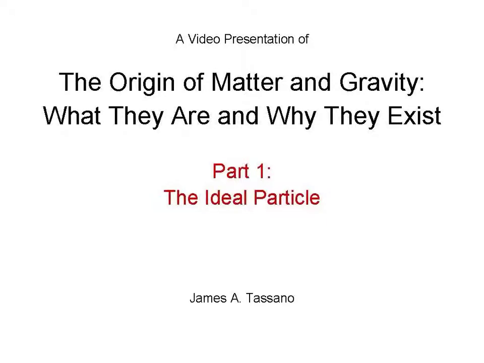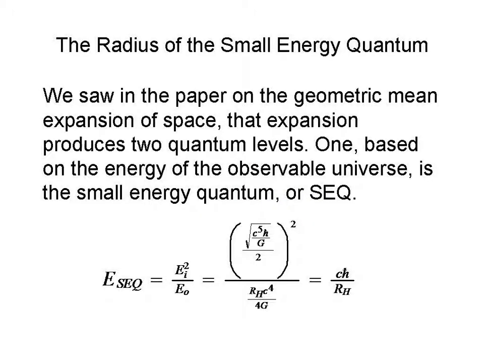Welcome. This is a video presentation of the paper, The Origin of Matter and Gravity, What They Are and Why They Exist. Part 1, The Ideal Particle. We're going to start by looking at the radius of the small energy quantum.